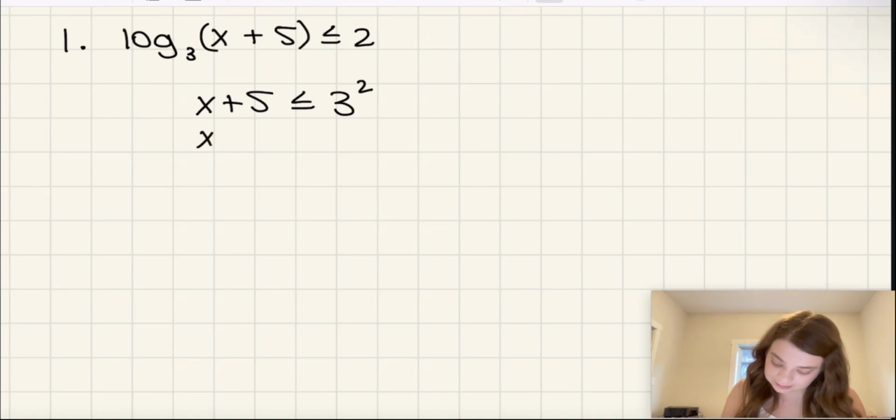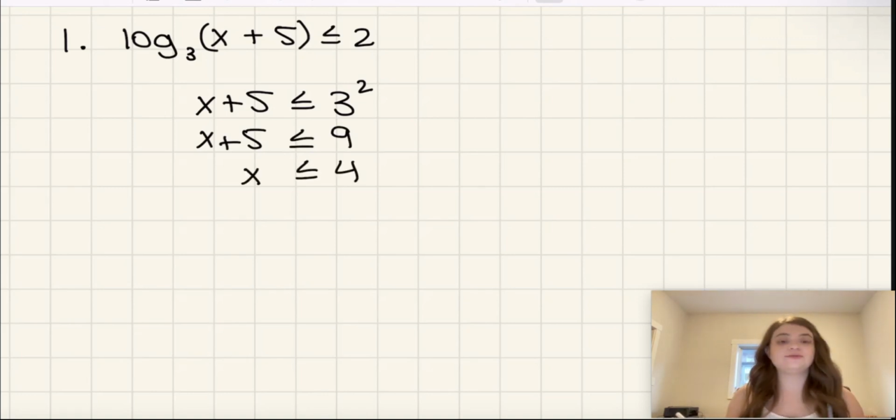That means that x plus 5 is less than or equal to 9, which means that x is less than or equal to 4 if we subtract 5 from both sides. Now, if it hadn't originally been a logarithm, we'd actually be done right here. We could say x is less than or equal to 4, and that's the final answer.